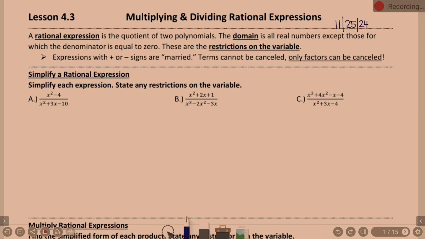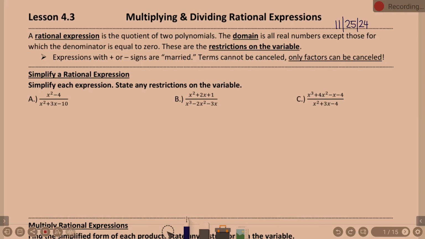And those are what we call, this book uses the phrase restrictions on the variable. I've taught out of books before that use the words excluded values. Okay. But we will talk about that. And then you'll also hear me as we talk about what we can and can't simplify. You'll hear me talk about terms being married.